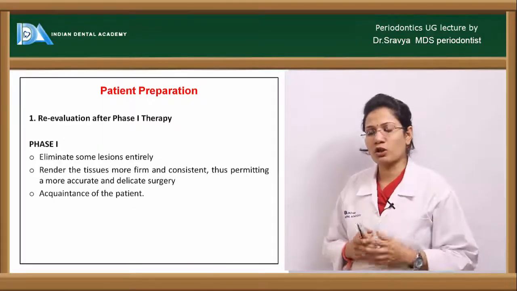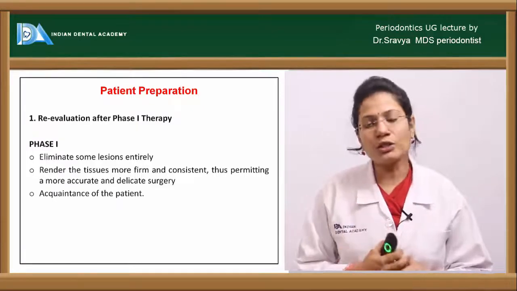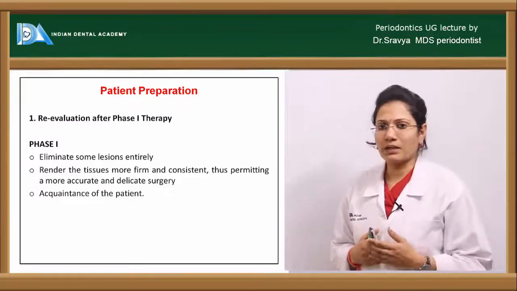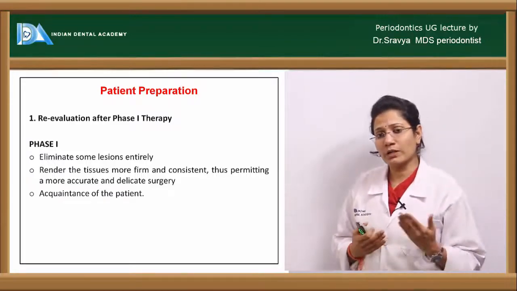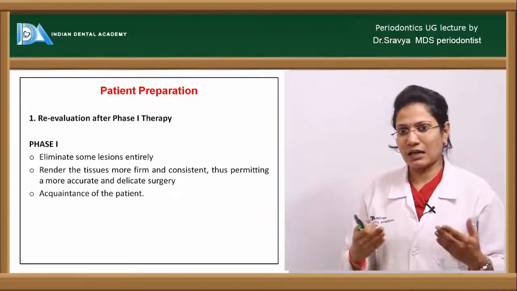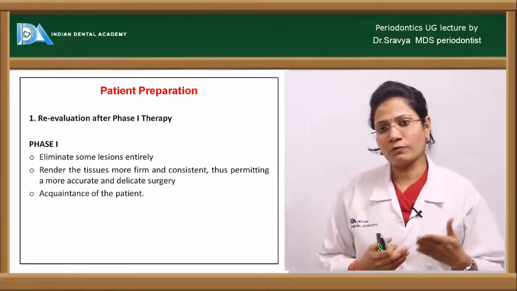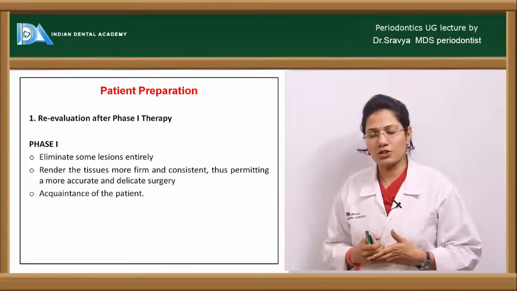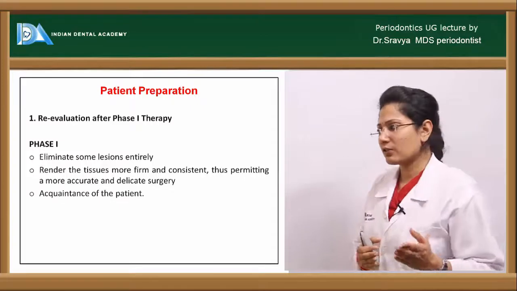Now let's see the first protocol, that is your patient preparation. Now you need to re-evaluate after the phase one therapy. You know that you do your phase one therapy, that is your scaling and root planing and other methods like incorporating some antimicrobial rinses or any host modulation therapy or any minor orthodontic movements or splinting or provisional splinting or performing any kind of occlusal corrections, etc. Now all these come under your diet control. That is one more important feature of your phase one therapy. So all these come under your phase one therapy, also called your preparatory phase, your non-surgical phase, cause-related therapy, or the initial phase therapy. Now all these are the synonyms for your preparatory phase or the phase one therapy.